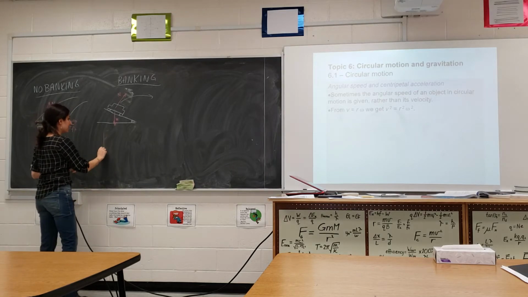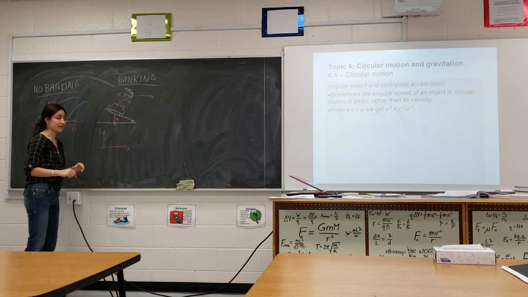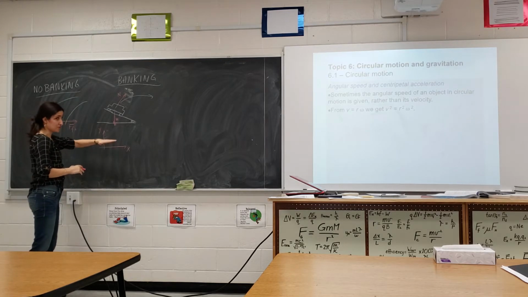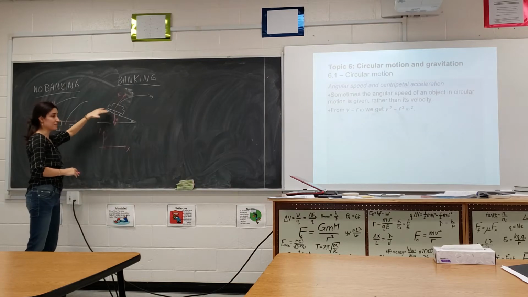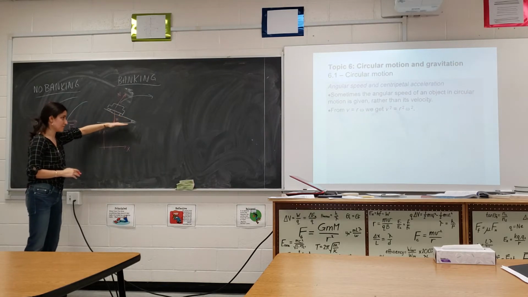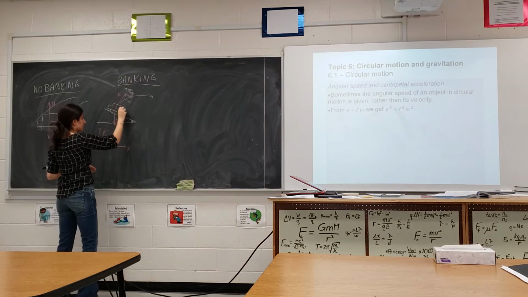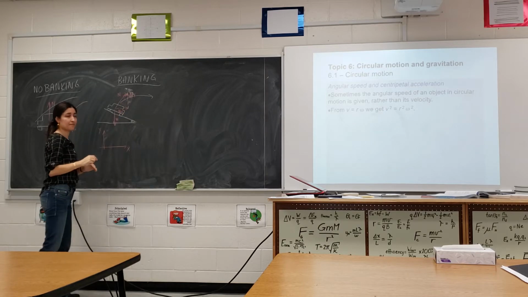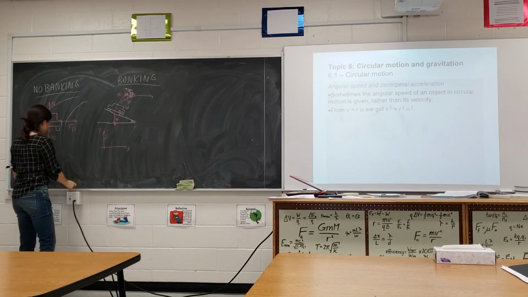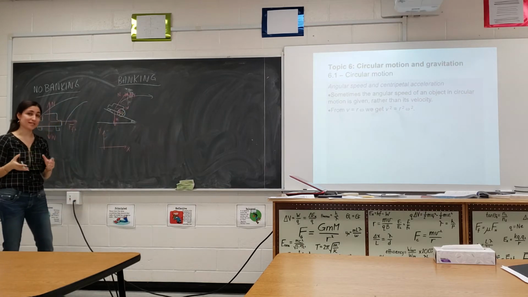All right, so if I have my banking here and I define my directions x and y, x is parallel to the ground, y is perpendicular to the ground, the ground not being the ramp where the car is, the ground being here. I'm going to break up the normal force into its components. So I have nx and I have ny. It is the x component of the normal force that allows you to take the turn.